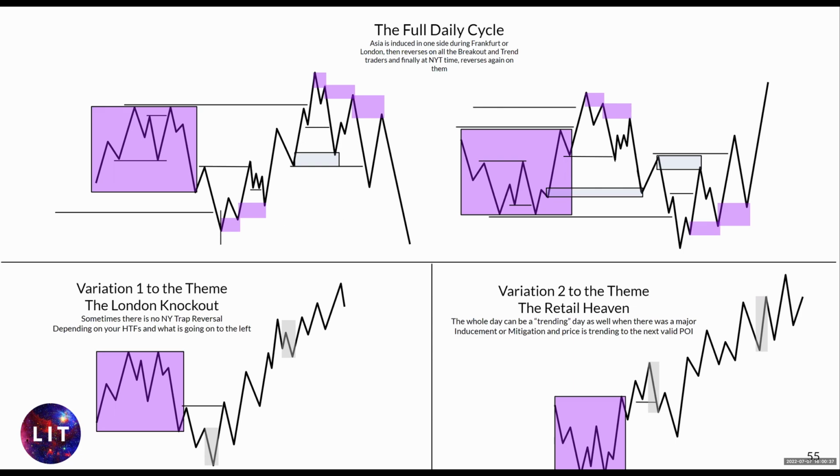Obviously, there's a whole video about that as well, and we will dig into more examples in this one too. So technically, those are the four cycle variations we will have: fully daily cycle, London knockout, retail heaven, and Asia whipsaw. Okay, so let's dig into how to identify potential cycle variations before they even happen.